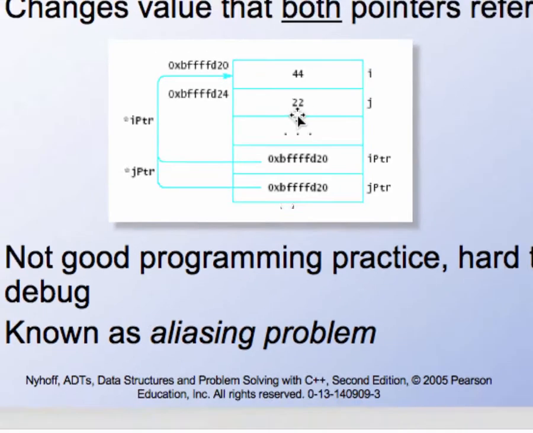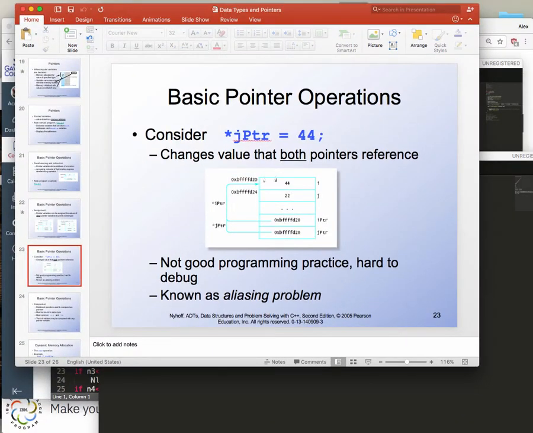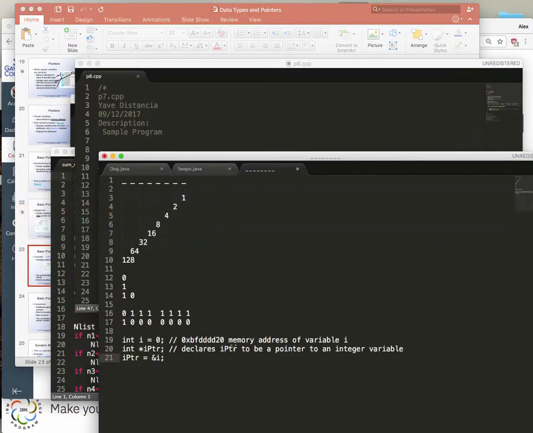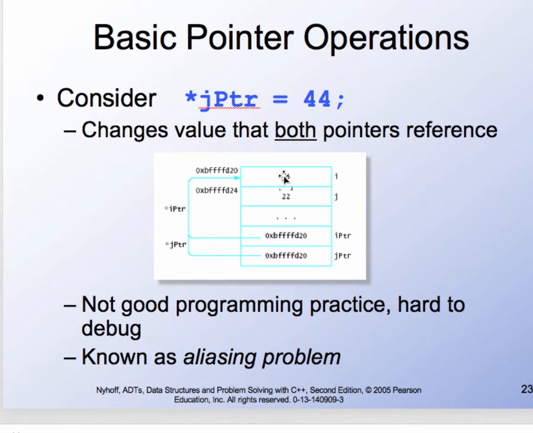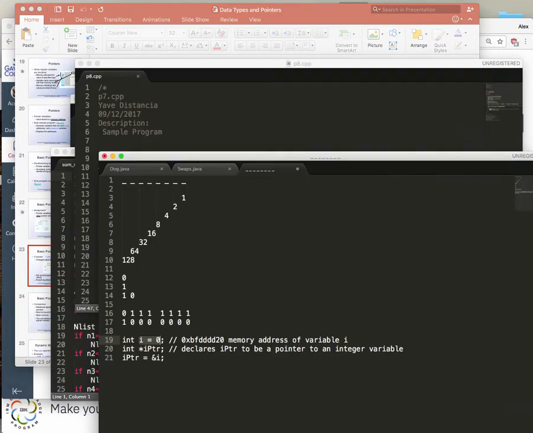And if you want to, you could change the content of I by just saying this. Originally I is equal to 0, so instead of a 44 in here, we have a 0. And then as soon as I do asterisk I pointer is equal to 44, this value right here that used to be 0 is now 44. So that's the thing that we're doing.